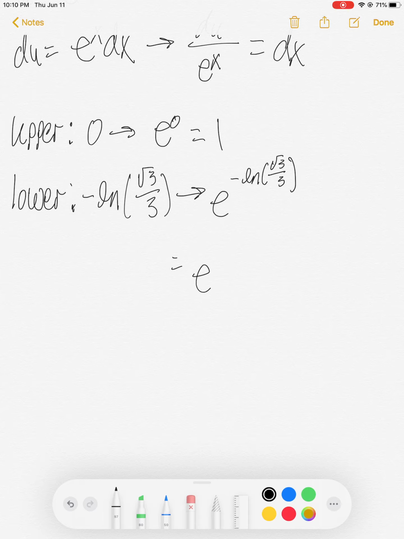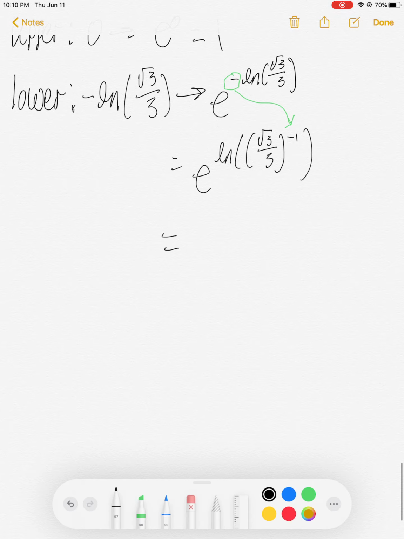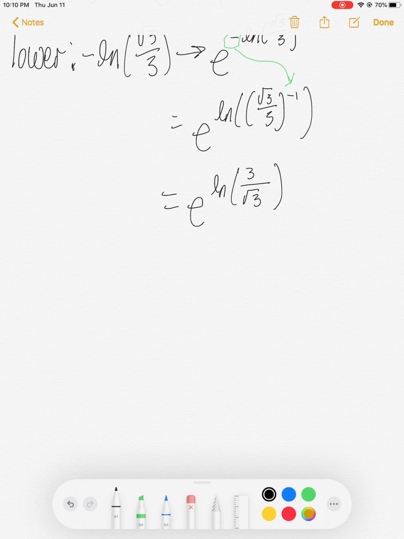Okay. Well, let me see. What else can I do here? How can I simplify this? That's got to be simplifiable, right? Well, it looks like this is e. Yeah, so I can rewrite this as e to the ln of root 3 over 3 to the negative first power. Okay, I brought this negative sign, this is a negative 1, into the exponent because of natural logs. That's a thing we can do.